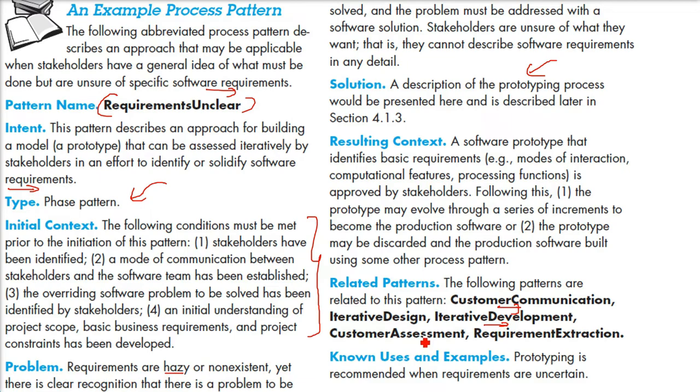See, all these things you don't need to understand. Just have an idea about process patterns. Finally, the known uses and example: prototyping we have chosen. So it is recommended when requirements are uncertain. So the solution is prototyping. This is the process model you will choose.